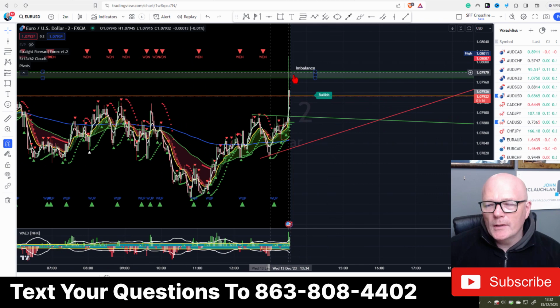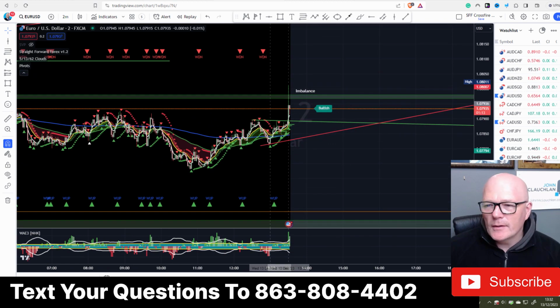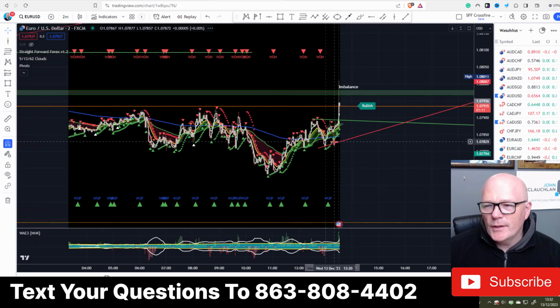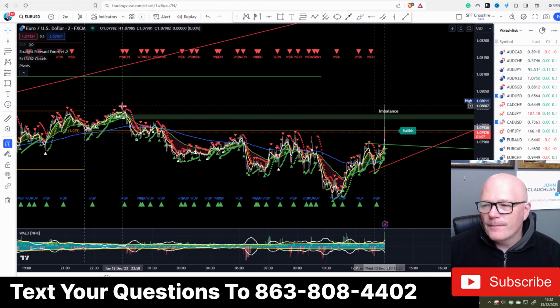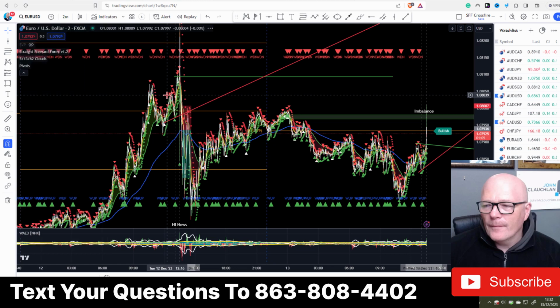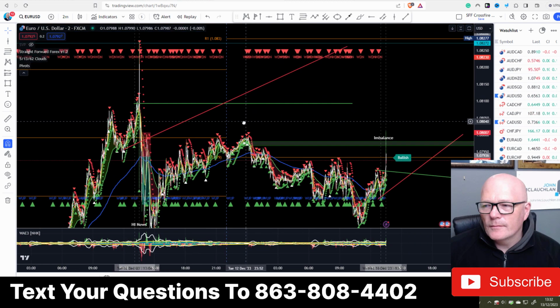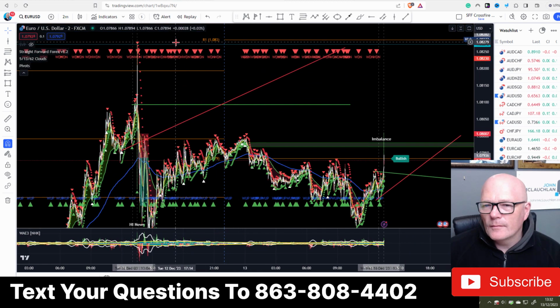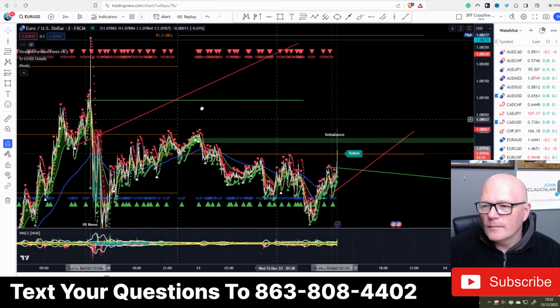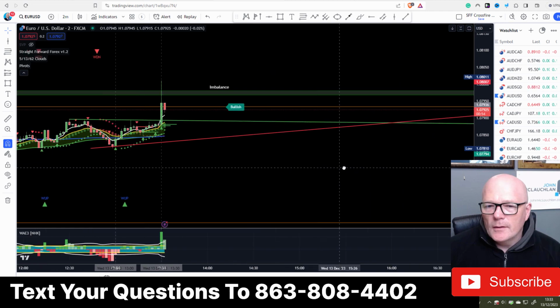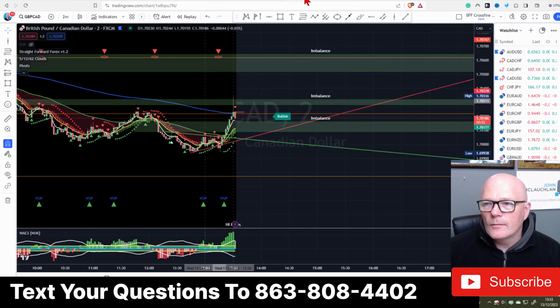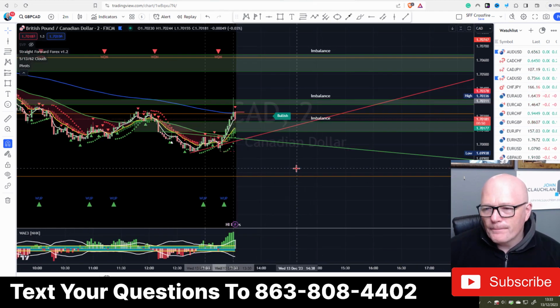So with this imbalance now being mitigated, we've now got to say, okay, does price want to continue to the upside? We'll have to wait and see. We'll have to see. Big move there, look. Right, let's have a look at the rest. GBP CAD, taking out all the imbalance as before.